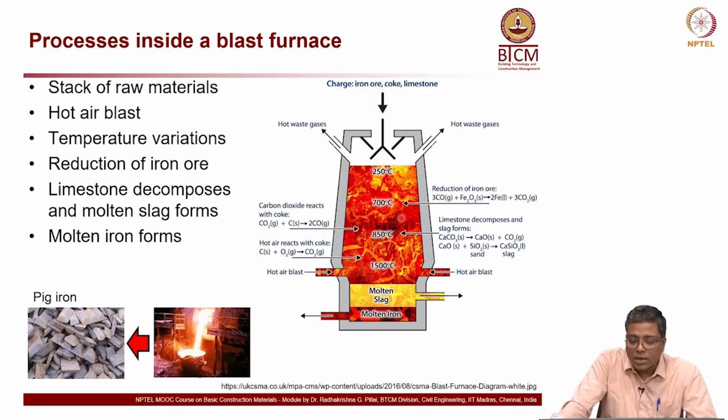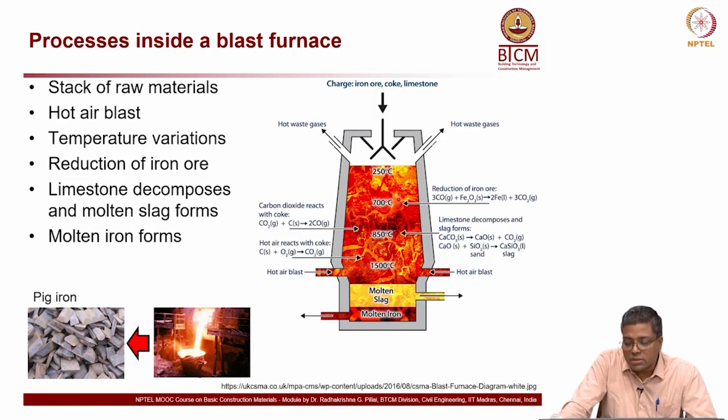Now, let's see what these temperature differences do. At about 700 degrees Celsius, the iron ore gets reduced to Fe and carbon dioxide. And as the temperature increases, you also have the carbon dioxide reaction and further reduction of iron ore, and limestone also decomposes at this temperature.